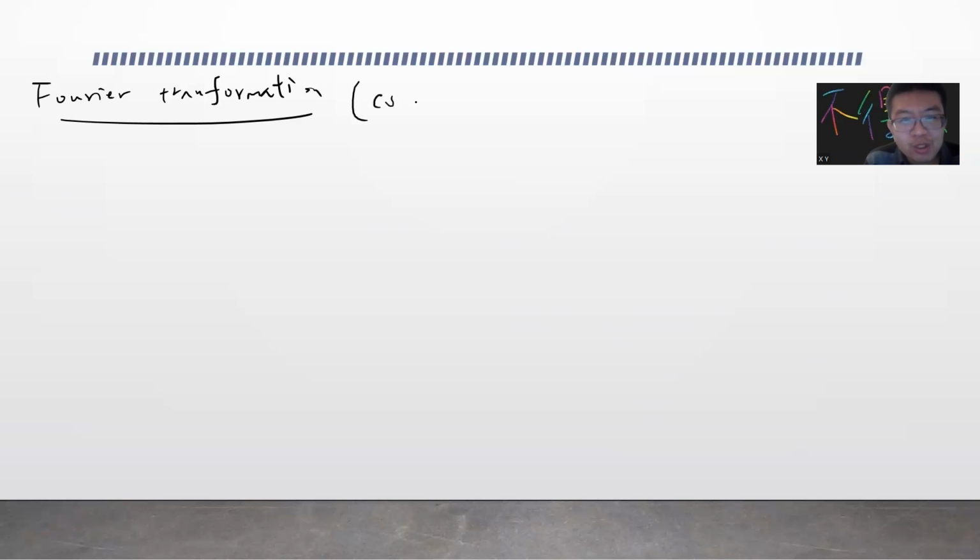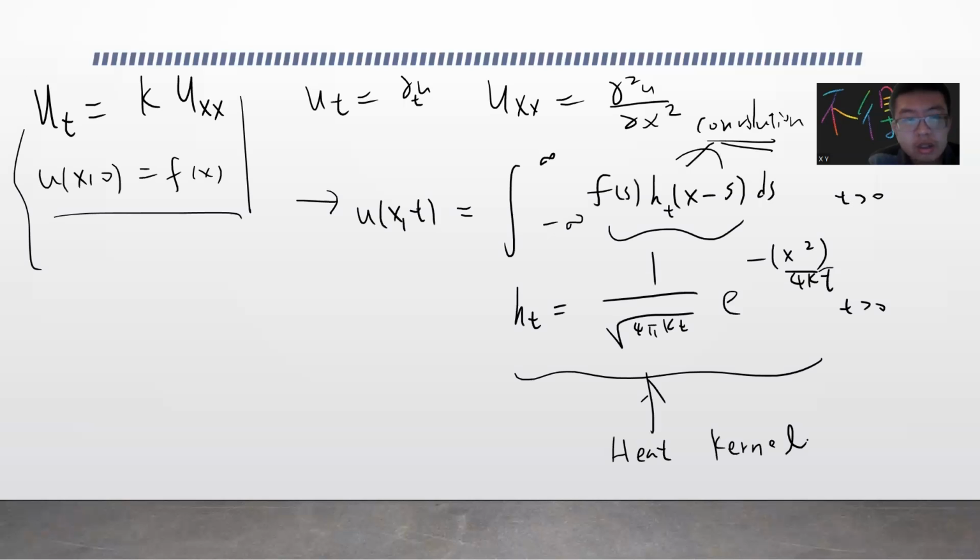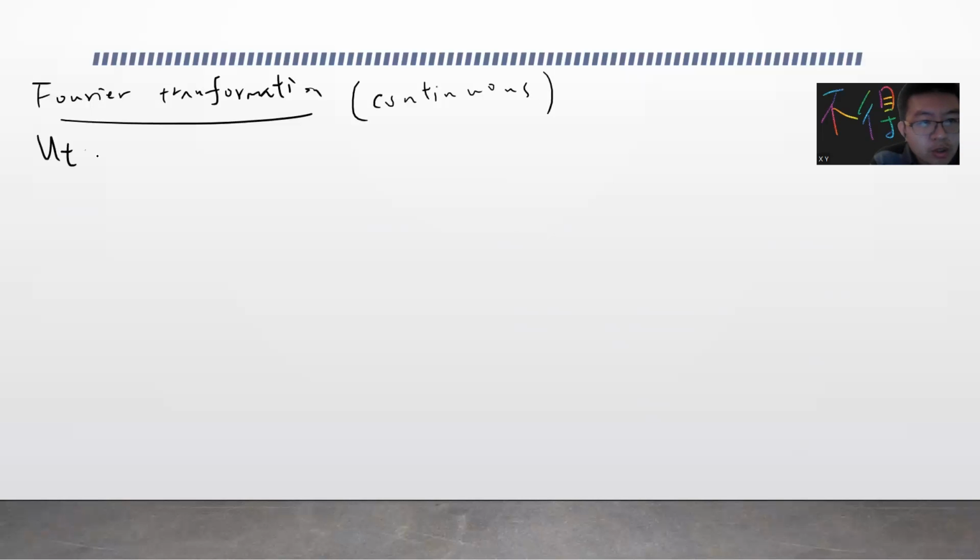The idea is first to use the Fourier transform. There are a lot of kinds of Fourier transform, but now we use the continuous version. If you're interested, you can check out the discrete version, or the one in analytic number theory, which is a continuous one. In order to solve ut equals k uxx, we try to write it using a Fourier transformation.